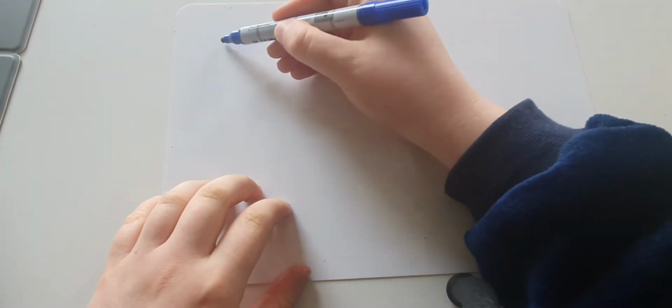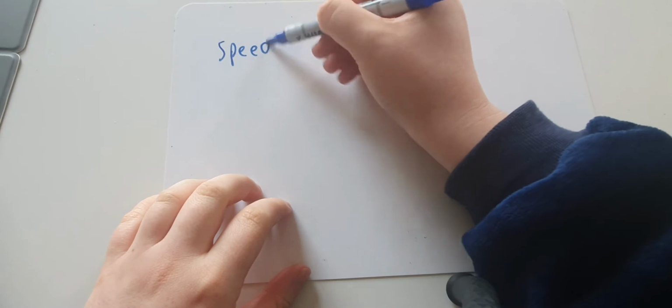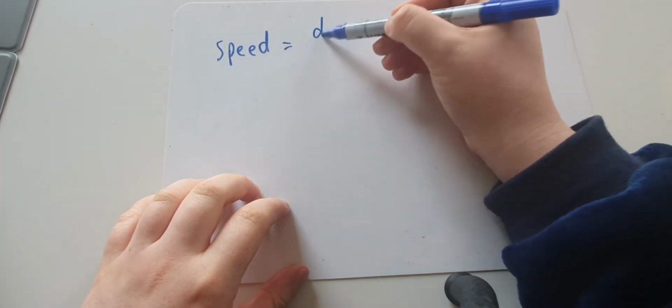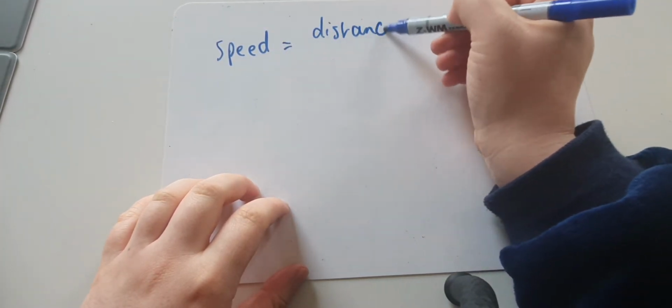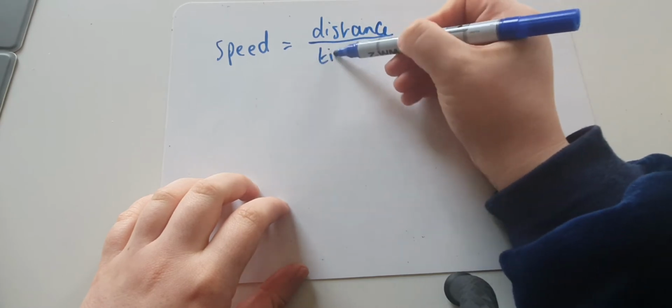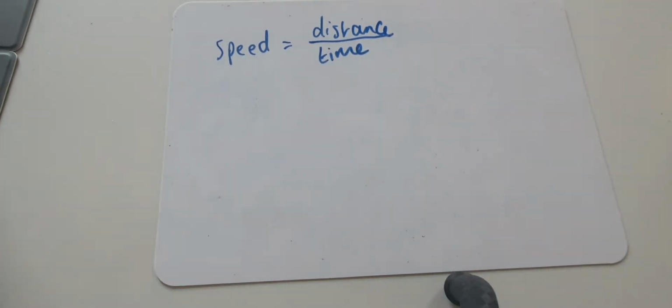Right, this video will be about speed, okay? So we talked about it briefly in the video about scalars and vectors, but now we're going to go into a bit more detail. Okay, so that's the equation for speed. I don't think I need to explain to you what speed means.